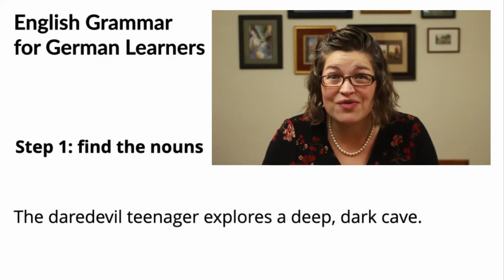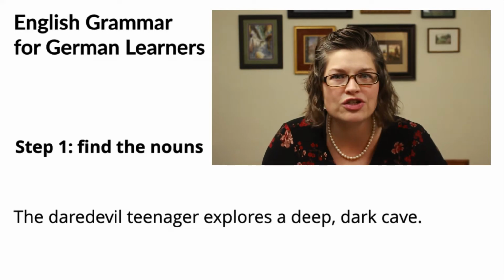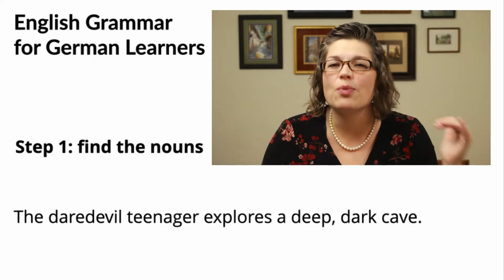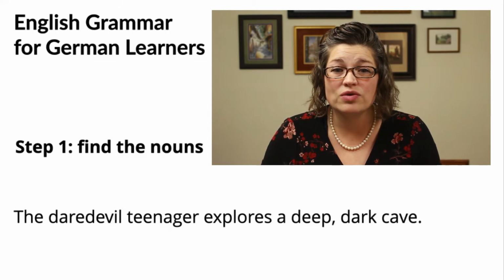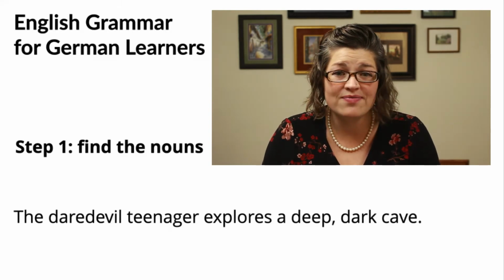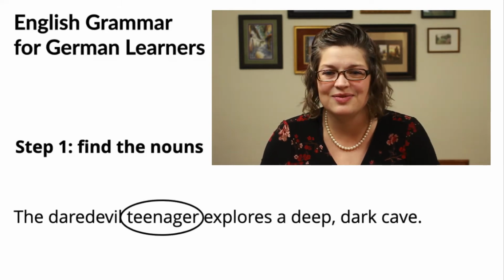We have two of them, teenager and cave. How do we know that? Well, that's in the definition of noun, right? So a noun is a person, place, thing, or idea. So teenager is a person, and cave is a place. So those are our two nouns in this sentence.